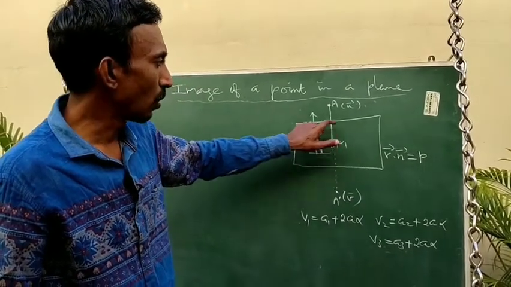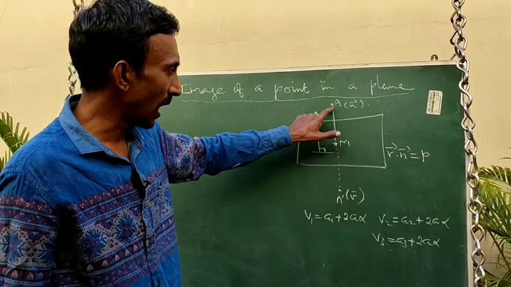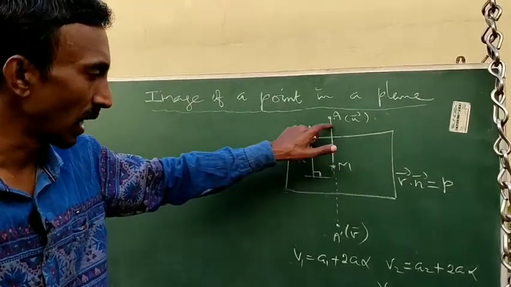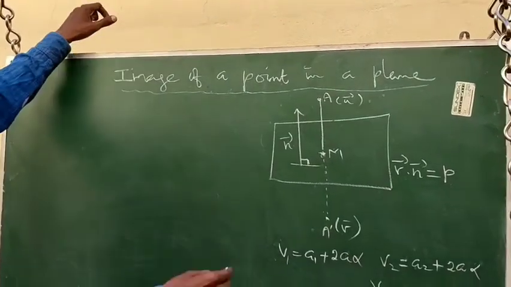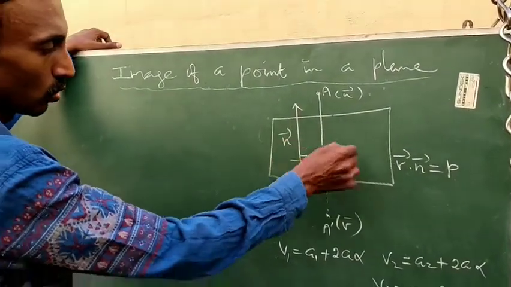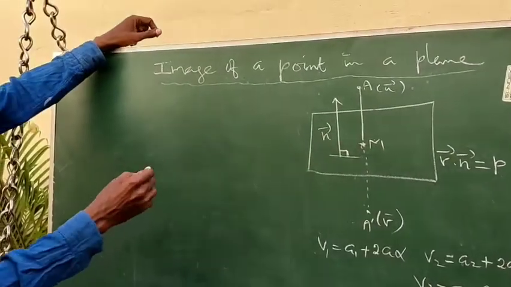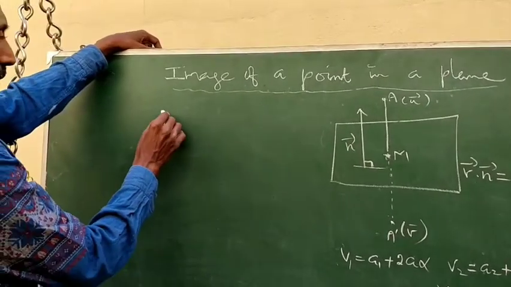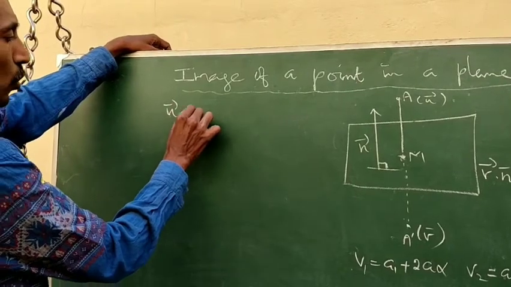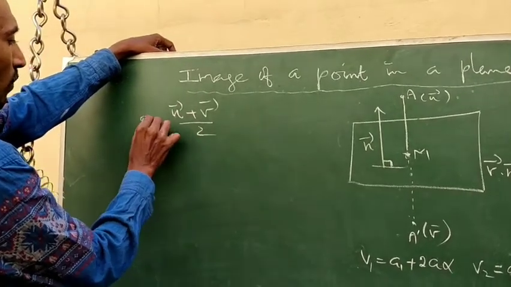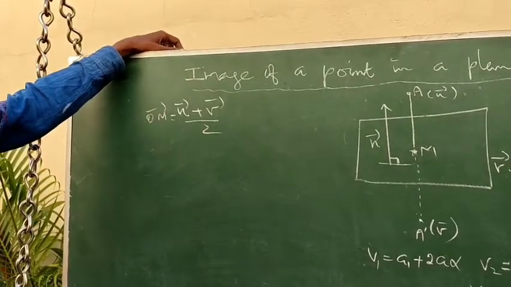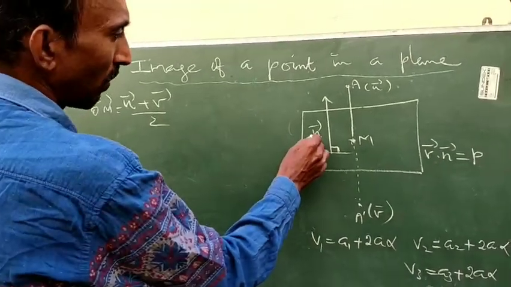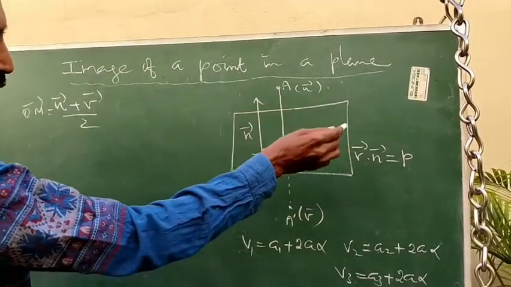Now the meeting point of this line AA dash and the plane is M. Obviously it is the midpoint of AA dash, and n vector is perpendicular to the plane. So M is a midpoint, which means the position vector of M is (u plus v) by 2. OM vector equal to (u plus v) by 2.